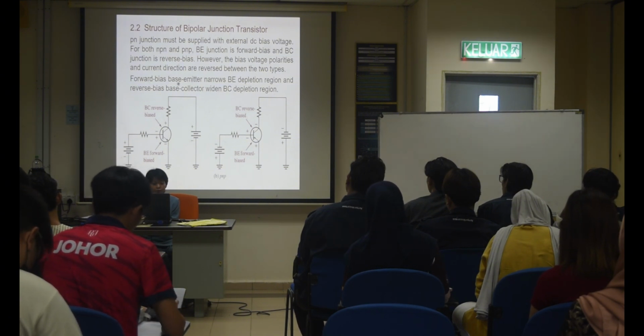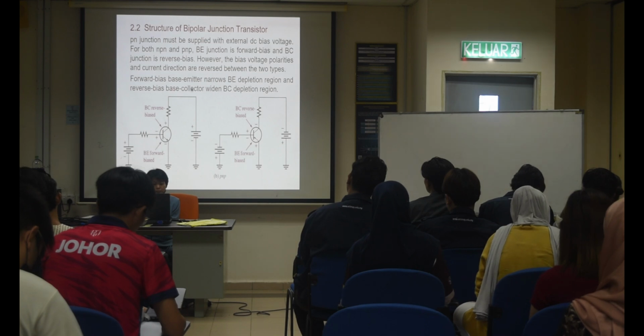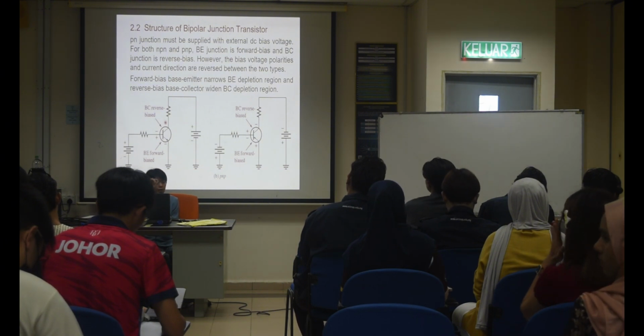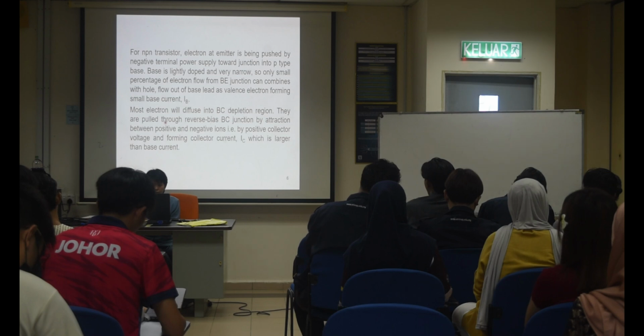So the forward bias for the emitter is narrow. You remember here is narrow. For the base and collector, it is widened. Because here there is a power supply, when there is a power supply it will make it wide. Later on when the power supply comes, it narrows up. Okay. This one is the explanation.